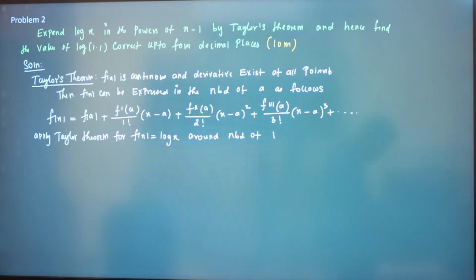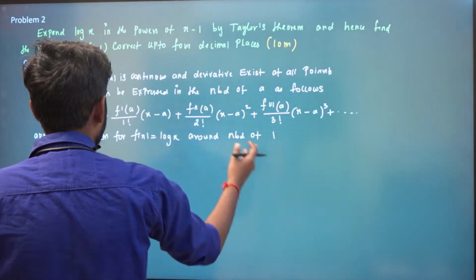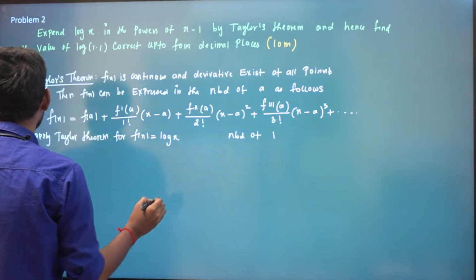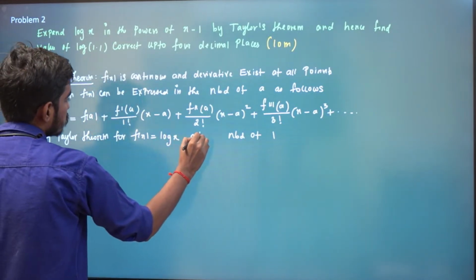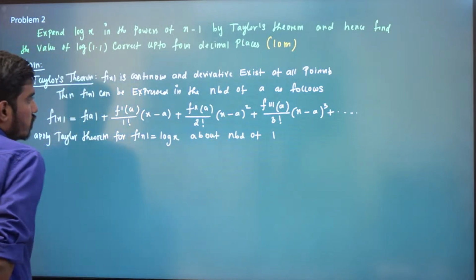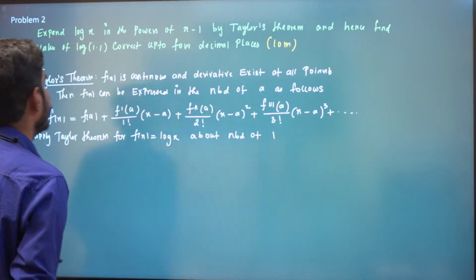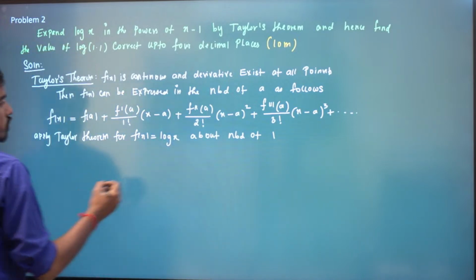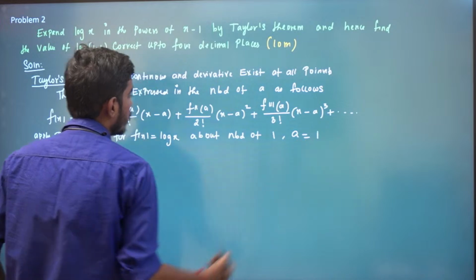So you just expand f of x equal to log x around x is equal to a, about x is equal to 1. We will write about instead of around: about the neighborhood of 1. f of x can be expressed in the neighborhood of a as follows. Okay, so you just put a to be equal to 1.